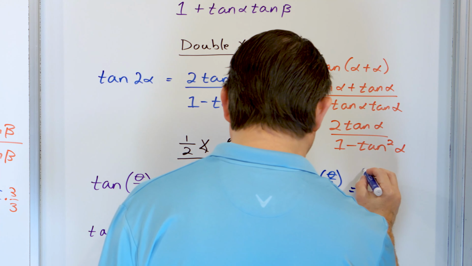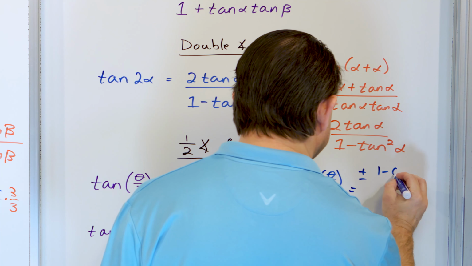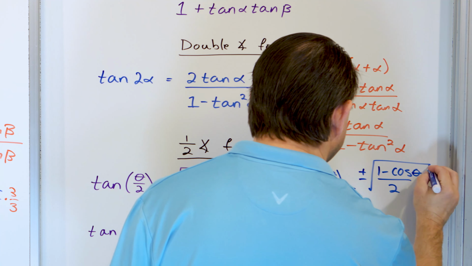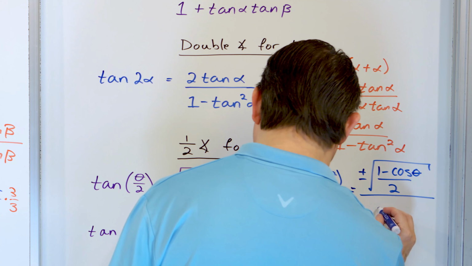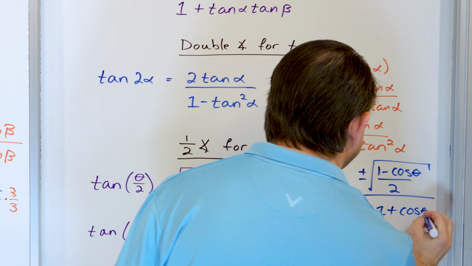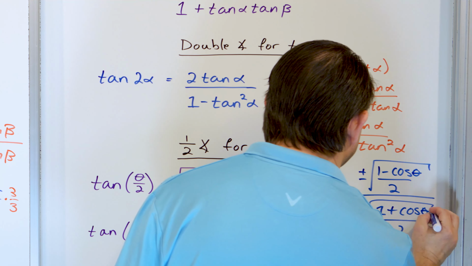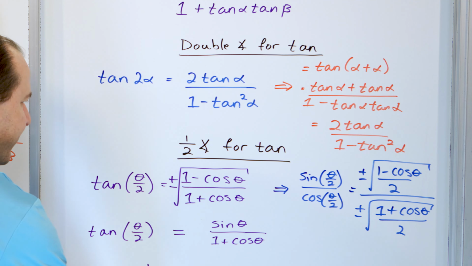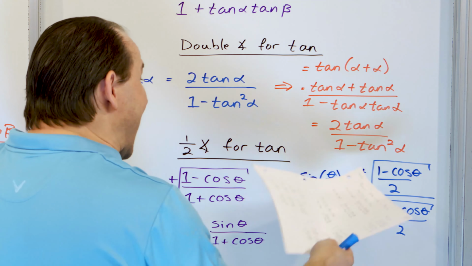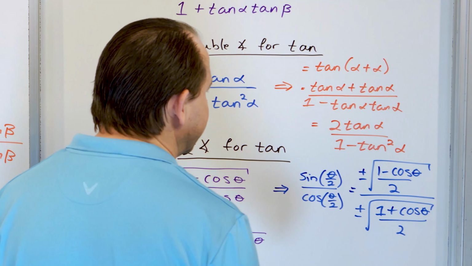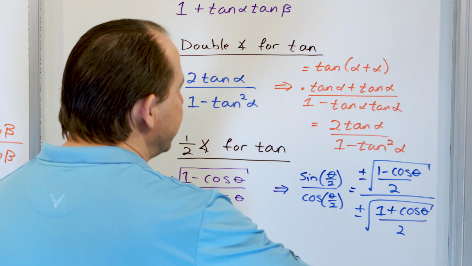So you're going to have in the numerator plus or minus, you're going to have 1 minus cosine of theta over 2. You're going to have a square root around that. All that's going to be divided by 1 plus cosine of theta over 2. You're going to have the radical there, and you're going to have the plus or minus right there. But what happens whenever you have a radical divided by a radical? Well, then the radical can extend over the whole entire fraction. And then you have all this stuff on the inside that you can simplify.